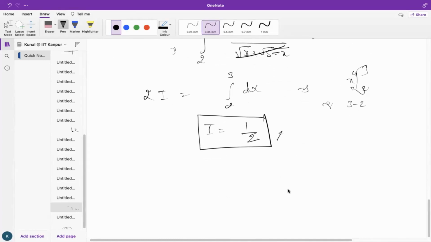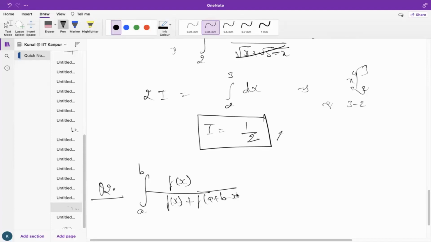Now let's move on to this second problem, जिसमें चीजें और भी clear हो रही होंगी. So let me write that question. So our question looks like the integration of, let me take that, and we have to integrate from a to b f of x by f of x plus f of a plus b minus x dx.